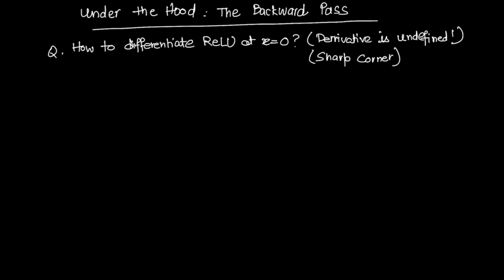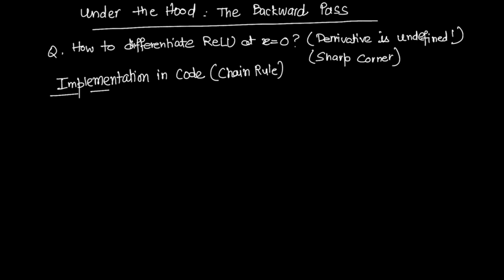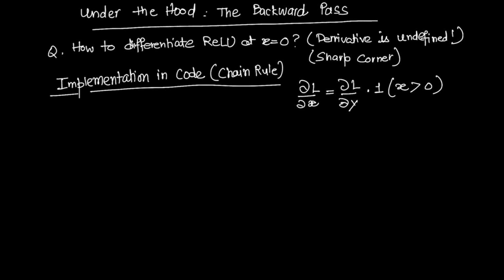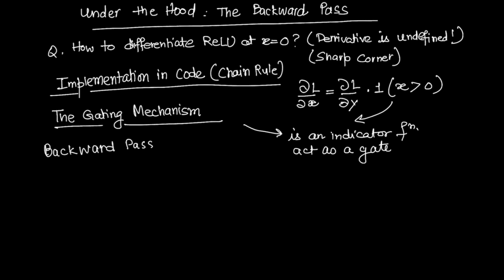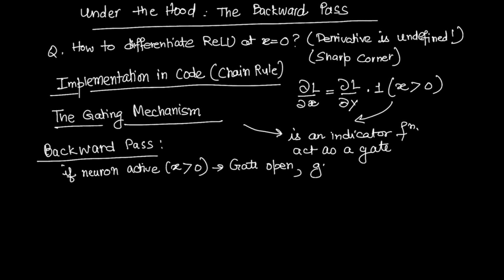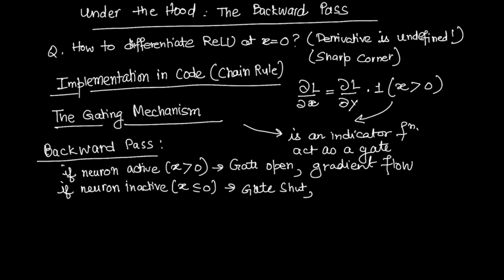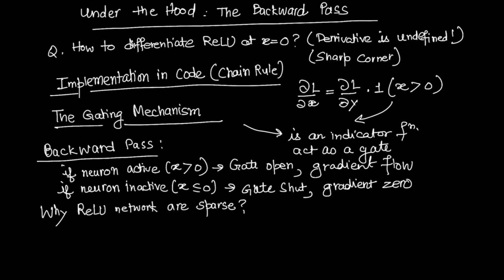So, the implementation in the code looks like this. The partial derivative of the loss function with respect to x, which is ∂L/∂x, is equal to ∂L/∂y times 1(x > 0). This 1(x > 0) is an indicator function. It acts as a gate. During the backward pass, the gradient coming from the upper layers flows straight through it if the neuron was active, or positive. If the neuron was inactive, or negative, the gate slams shut. The gradient becomes 0. This simple gating mechanism is why ReLU networks are so sparse.